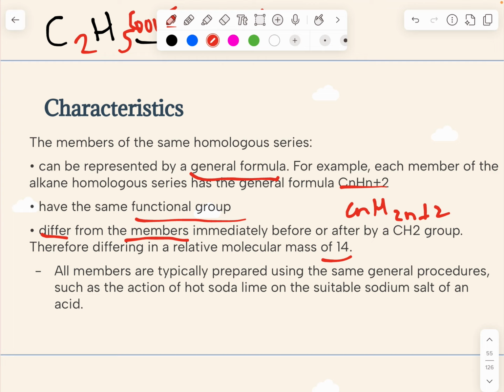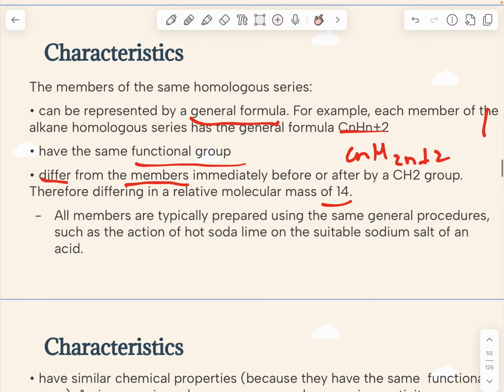Right, it says all members are typically prepared using the same general procedures. And that's for the same functional group, of course, such as the action of hot soda lime on the suitable sodium salt of an acid. Right, it's just talking about the preparation of the different compounds with the same functional group. So a compound might have 1 carbon, 2 carbon, 3 carbon. However, the similarity between these 3 compounds is that they have the same functional group, right? And so they would be prepared the same because of this functional group.